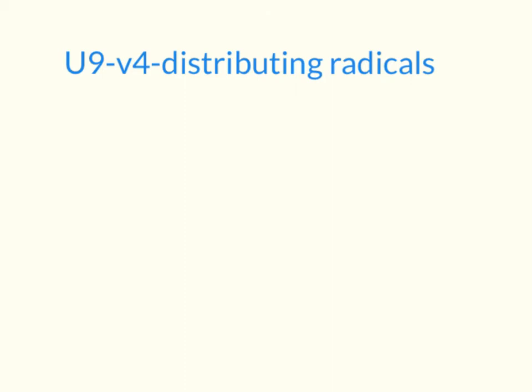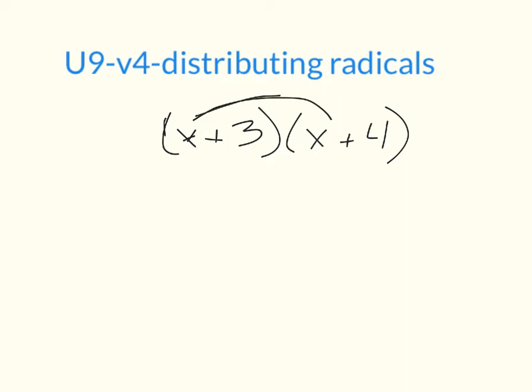This is our fourth video for Unit 9. Today we're going to be distributing radicals. It's very similar to the regular distributive property, where we have x plus 3 and x plus 4. We're doing the same stuff, where we share it like this. You might sometimes hear it as the FOIL method.